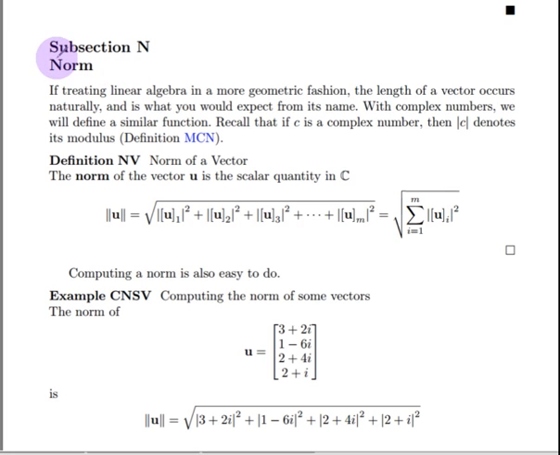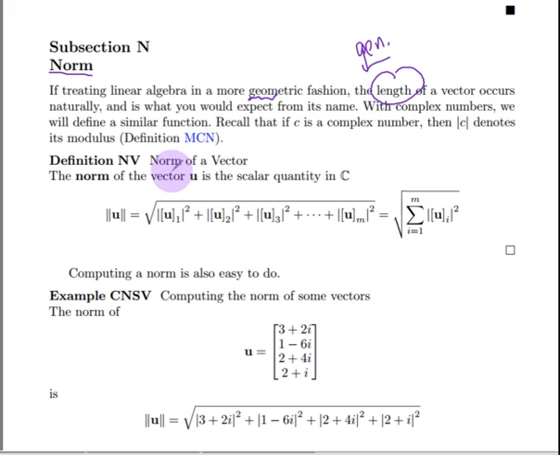Okay, in this subsection we're going to talk about norm, and norm is very closely related to inner product, as we will see. Norm geometrically means something like length, and if you think of real vectors in 3 dimensions, then the norm is exactly the length of the vector. So this is a generalization of length to any number of dimensions and also to complex vectors.